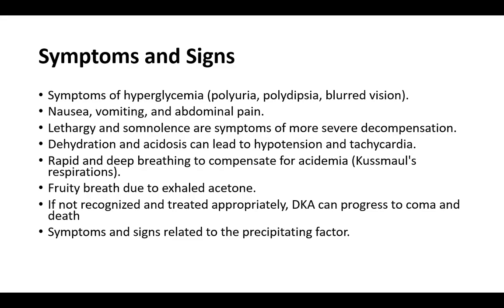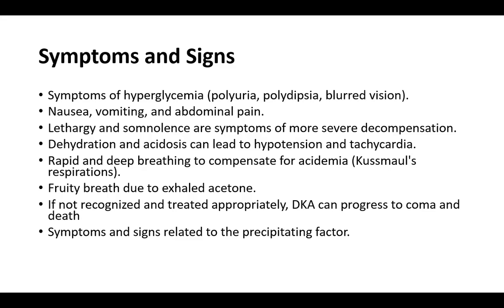Symptoms and signs. Symptoms and signs of presentation usually come from those three, DKA. So hyperglycemia gives you the polyuria, polydipsia, blurred vision. The acidosis gives you the nausea, vomiting, abdominal pain. Because of the acidosis and ketosis, you have lethargy because you are not using your glucose. And somnolence are symptoms of more severe decompensation, dehydration. Always, do not memorize, try to think through.